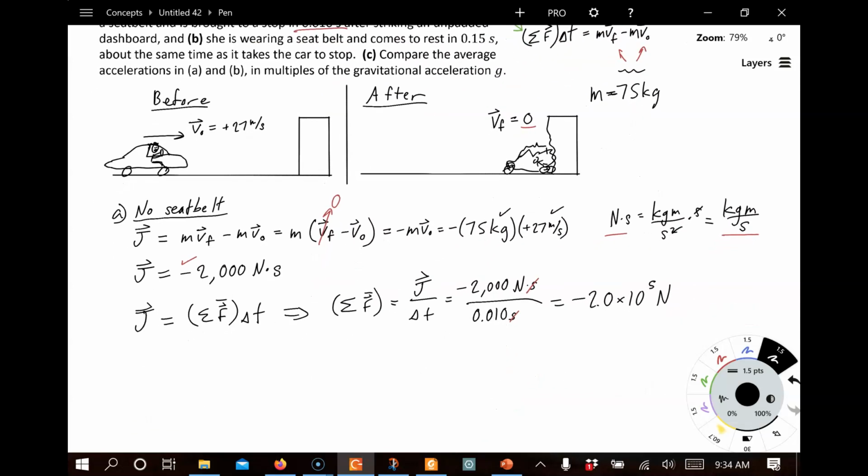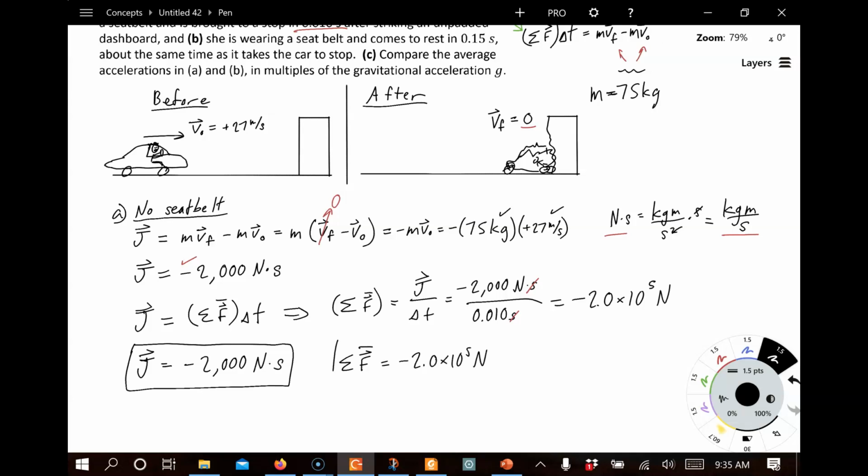Let's go ahead and write down the values. So for part A, we got the impulse is equal to minus 2,000 newtons times seconds, and we got the average net force equal to minus 2.0 times 10 to the 5th newtons. All right, let's look at part B. This is wearing a seatbelt.